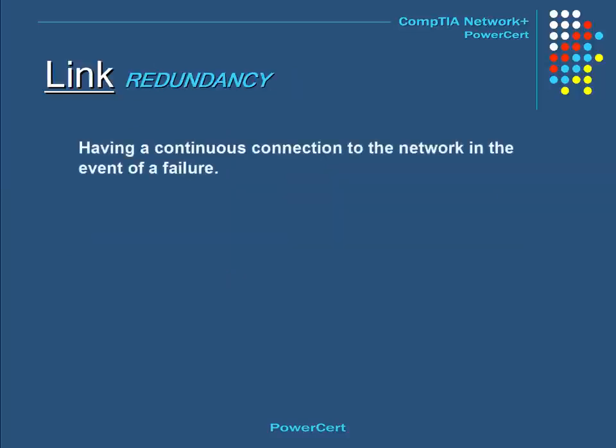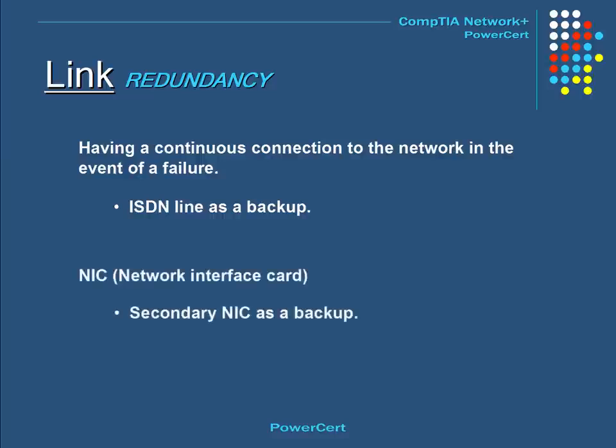Link redundancy is having the ability to have a continuous connection to the network in the event of a failure. So for example, if you are using a broadband connection, you can have an ISDN line as a backup if the broadband line were to fail. Or you can also have a secondary network card by having one as a primary and the other as a secondary. So if the primary card were to fail, the secondary card would automatically kick in, so you would still have a continuous connection.